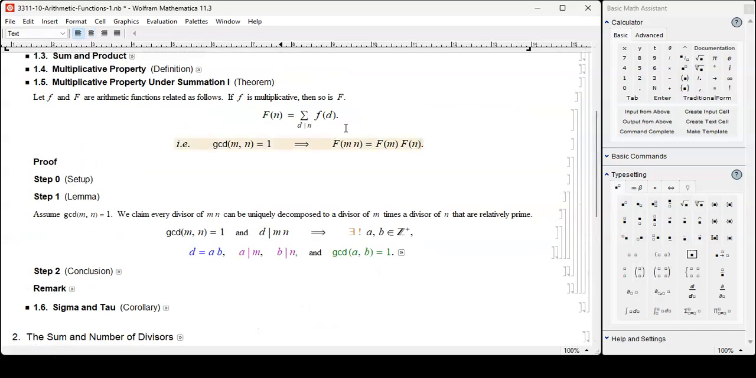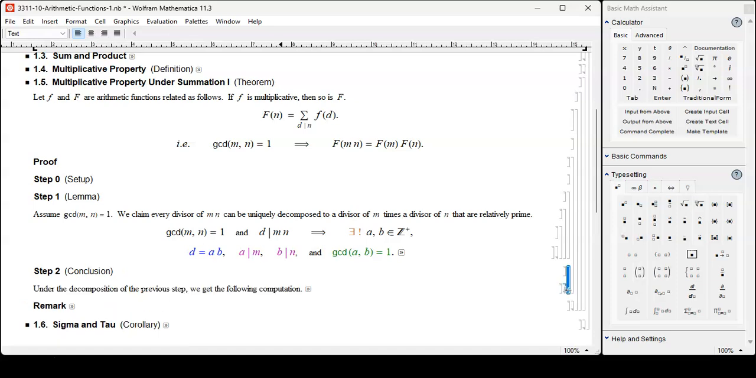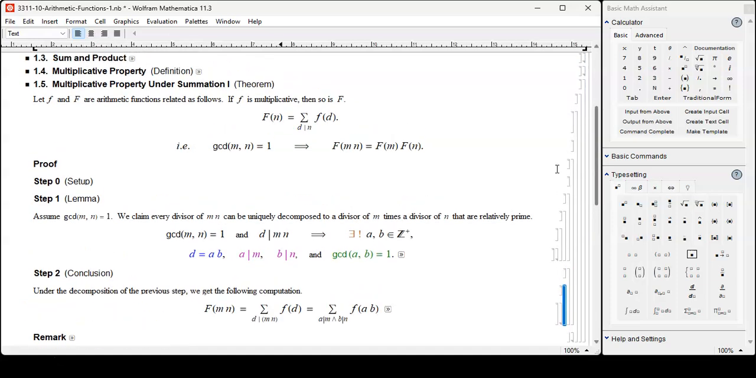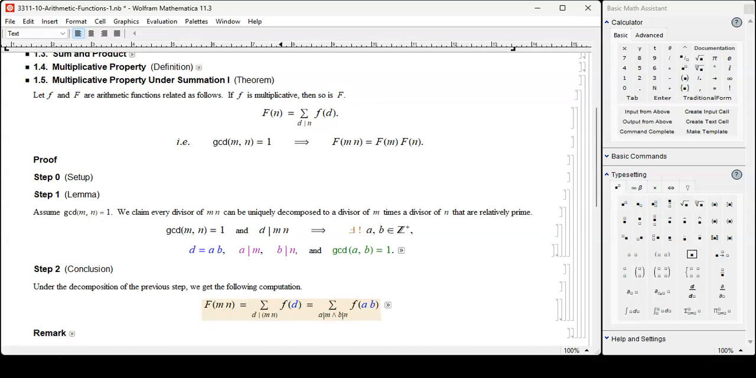What we want to prove is this. So we want to start from the left-hand side and manipulate to get to the right-hand side. And at some point, we have to use the fact that m and n are relatively prime. And of course, we used it to get this lemma. Okay, here is the computation, the first line of the computation. Capital F of mn is, by definition, the summation of f of d, which is directly the definition. And then let's utilize this lemma. d is a times b. Is that clear? It's highlighted in blue.